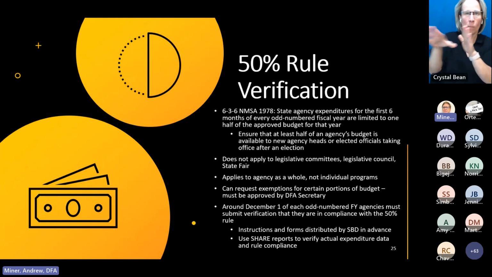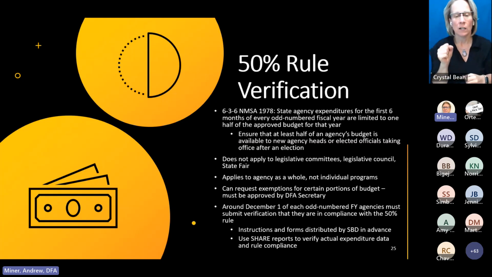Okay, so they decided to make this rule, which basically ensures that at least half of an agency's budget is going to be available to new agency heads or elected officials that take office after an election. So our elections happen every 2 years and always in odd-numbered fiscal years. So that's why FY24 this year is not a 50% rule year. You do not have to worry about this year, but you will next year.